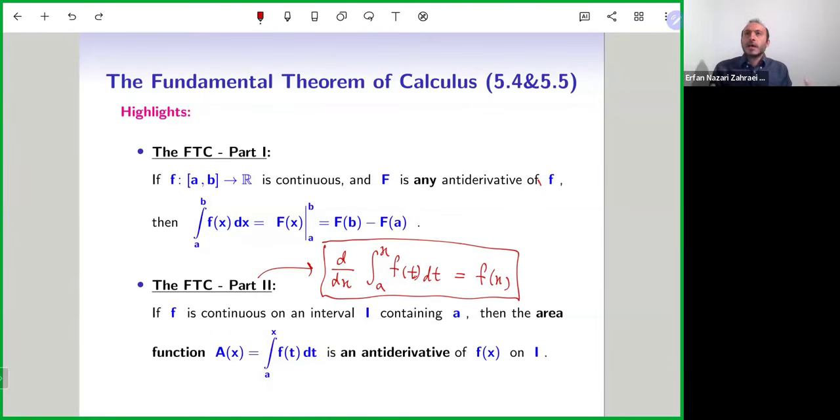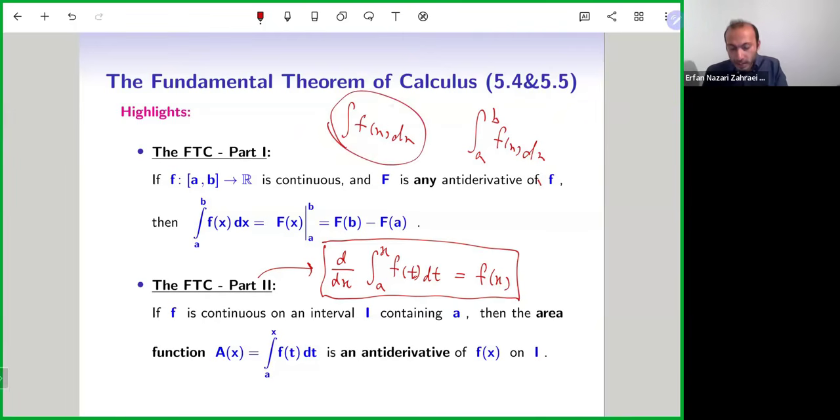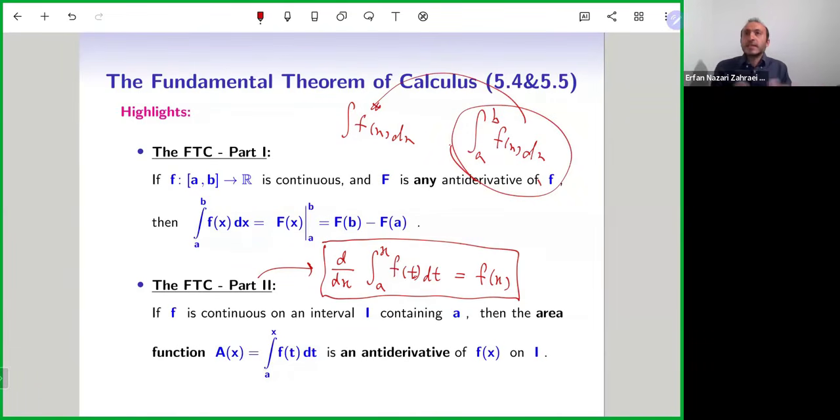So basically, these two parts are saying that for antiderivative, we had two versions. One is the antiderivative, the indefinite integral, and the other one is the definite integral, which is area, the limit of a Riemann sum. So basically, these two theorems say that if you can compute this, you can use it to compute the other one. And part two says that if you can compute this, you can use it to compute the other one. So basically, there is a close connection between these two.